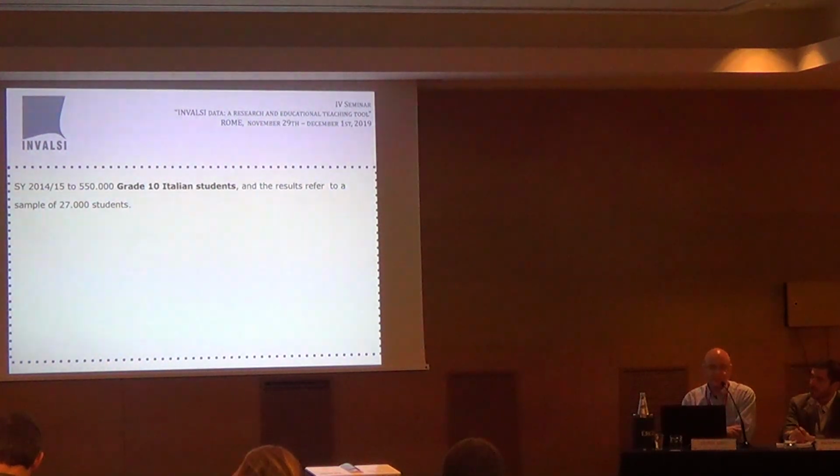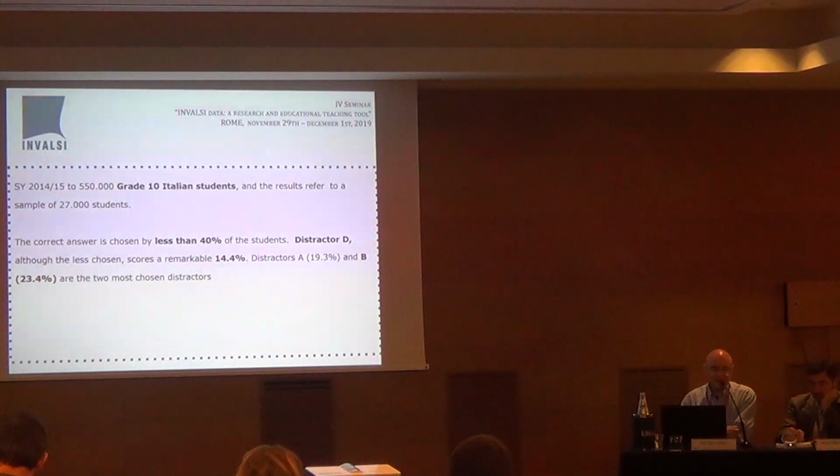So this example has been given to 550,000 students. Numbers are really important to understand how strong this phenomenon can be. And the results refer to a sample of 27,000 students. The correct answer is chosen by less than 40% of the students, and the structure D, even if it's totally senseless, is chosen by 14% of the students, and the structures A and B by 19 and 23%, so overall it's another 40%, and I'll bring it back to that.